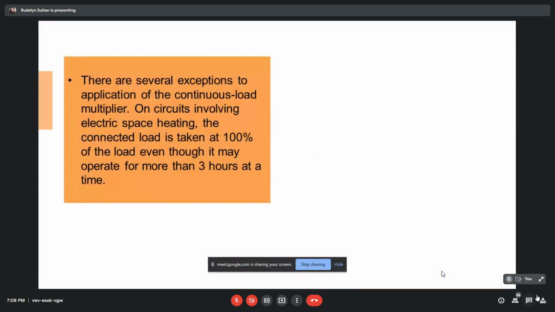So there are several exceptions to application of the continuous load multiplier. On circuits involving electric space heating, the connected load is taken at 100% of the load even though it may operate for more than 3 hours at a time.